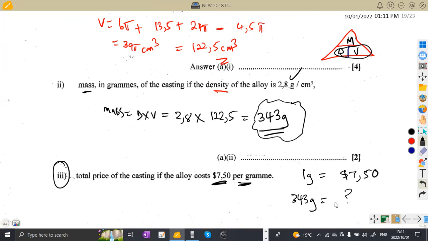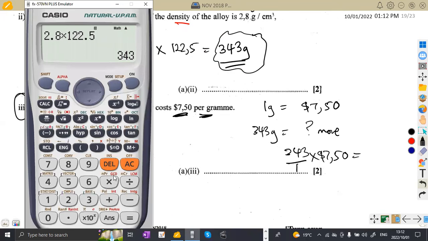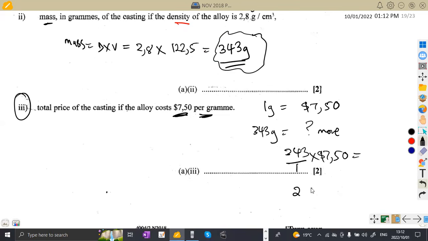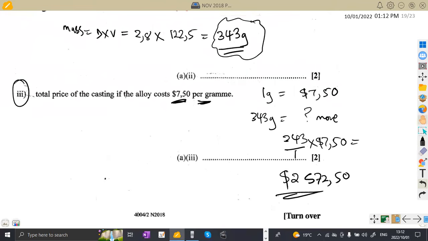What is the equivalent amount? So that's it. So we can play around this. It's going to be 343 over 1 times $7.50. All right. So if we multiply this, let's see, 343 times $7.50 is going to be 2,572.5. So it's 2,572.50 because this is money, so it's supposed to be 2 decimal places. All right, just like that. That was it, guys. Okay, so let's see the other part of the question.